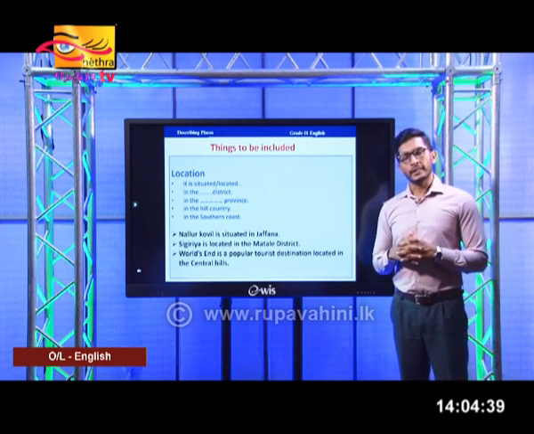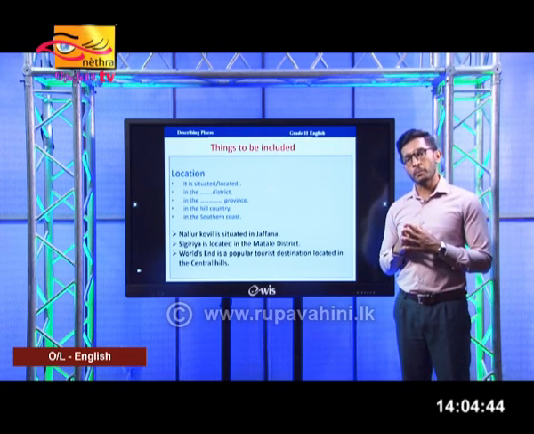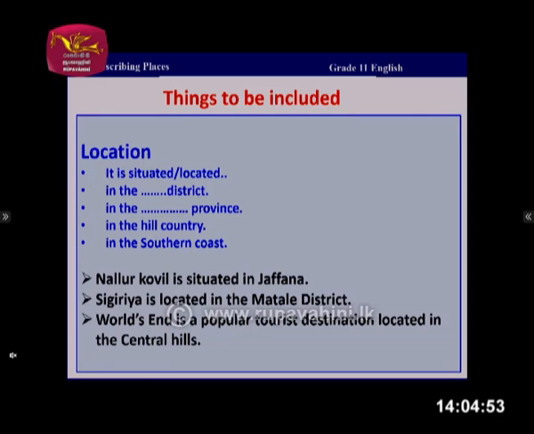When it comes to writing, it is very important that you have organized the facts, arranged them according to a plan, and the other important thing is to use grammar correctly. Here in this slide, you can see some useful sentence patterns and structures that you can use to describe location. The first one: it is situated or located in the blank district. You can say in the Kegalle district, in the Kandy district, likewise. In the blank province, you can say in the Central Province or in the Western Province, Uva Province, and so on.